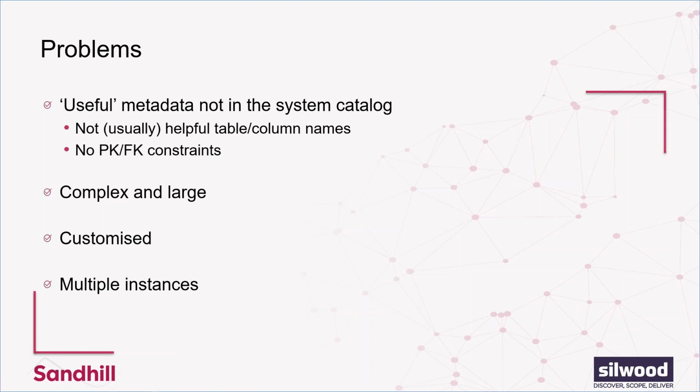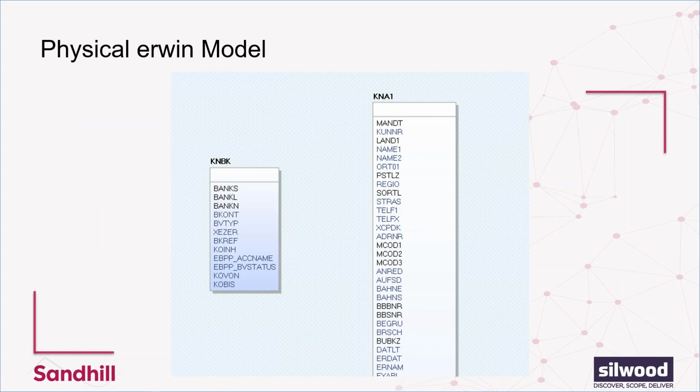And then the first problem is that what you might call useful metadata is not in the system catalog. Erwin can take any relational database, things like Oracle or SQL Server or DB2, and it can reverse engineer the structure from the system catalog. It attaches to the database system catalog in order to get the metadata and give you a data model. Now, in the case of a package like SAP, that system catalog has those kind of names, the names I've shown you on the diagram.